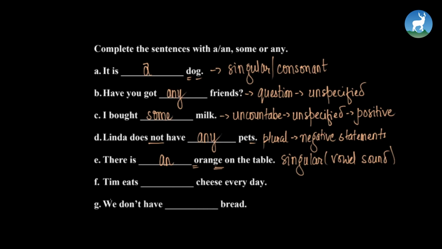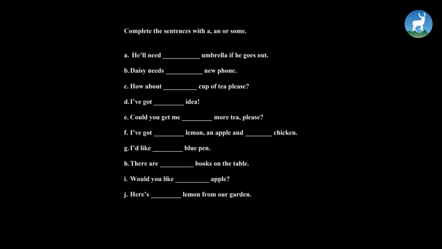Team eats dash cheese every day. Cheese. Uncountable. Again, it's a positive sentence. So we write some. We don't have dash bread. Negative statement. It's any. So kids, here's an exercise for you all to do on your own. Here you'll have to complete the sentences with a, an, or some. Try doing the exercise remembering all the steps we have read just a while ago.